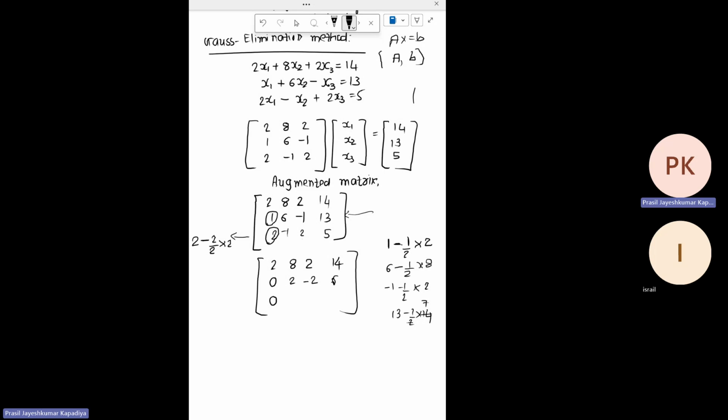Similarly, for this last row, what I will do: 2 minus, as it's 1, let's just write it here, 1. So my element is minus 1 minus 1 into 8. So here it's minus 9. And here 2 minus 2 by 2 into 2, it's 0. And here 5 minus 14, minus 9.